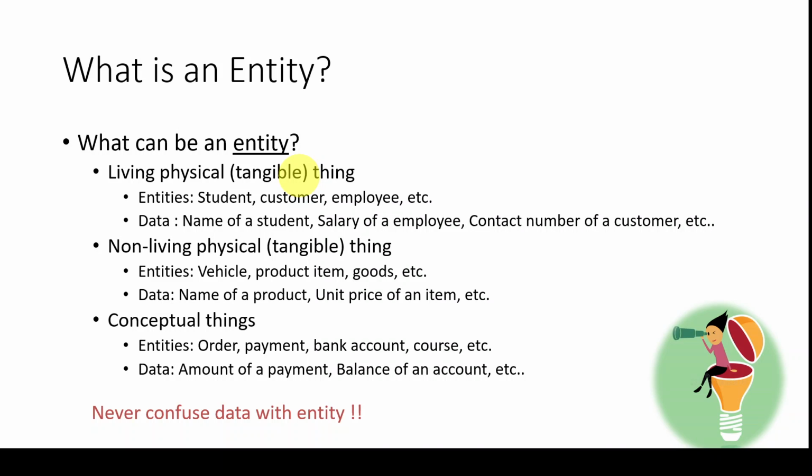The third one is the most interesting one. There are conceptual entities. I already mentioned that data is always conceptual, right? Name, price. But it's not only data that is conceptual. The entities can also be conceptual. So let's look at some conceptual entities. For example, an order. Order is a concept. Payment is a concept. A bank account. A course. They are all concepts and they are entities.